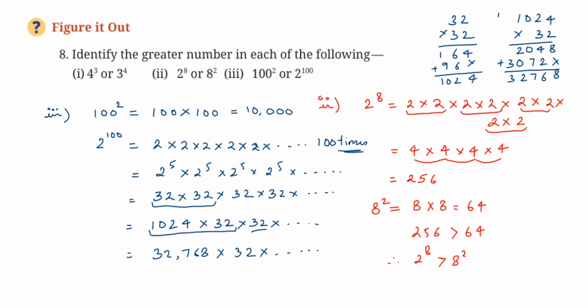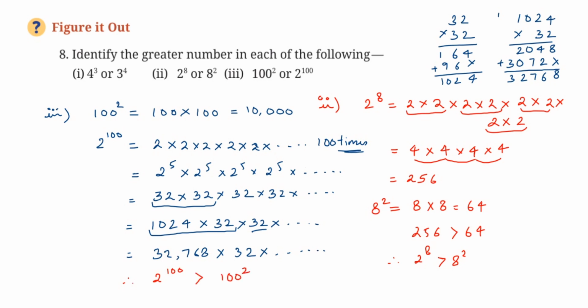So you can see that this number itself is greater than 10,000. Here we have 32,768 multiplied by so many more 32s. And here this is just 10,000. So it's obvious that 2 to the power 100 is greater than 100 square. So we'll just conclude 2 to the power 100 is greater than 100 square.